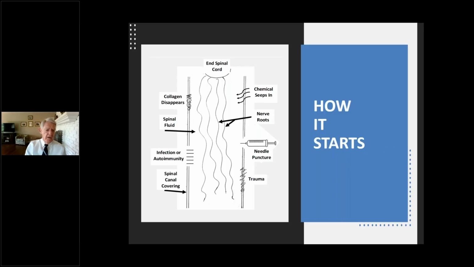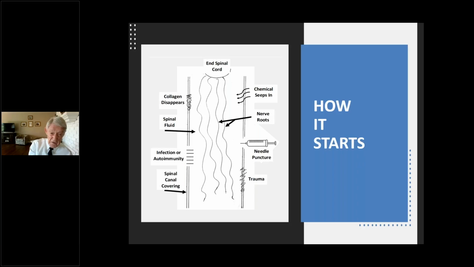Now, how does it start? Adhesive arachnoiditis can start several different ways. It can start when something happens to the covering of the canal. For example, trauma, an automobile accident, falling out of a tree. I hate to say it, but a needle puncture, even a spinal tap, or an epidural injection at childbirth can irritate this covering and set up down the line adhesive arachnoiditis. Chemicals can seep in. This is the risk with epidural injections. You put into this epidural space an anesthetic, a cortisone derivative, and it can seep into the canal. It can seep into the spinal fluid.